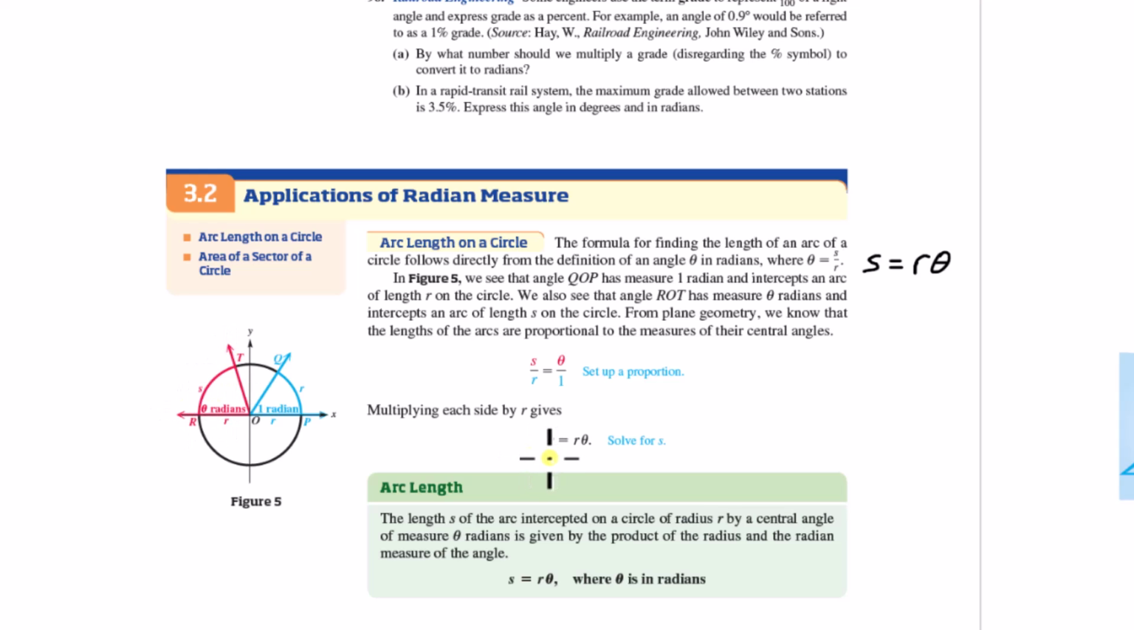And so there you go. There's the length of an arc. If you're using radians, that's very simple, right? Okay, so the length S of the arc intercepted on a circle of radius R by a central angle of measure theta radians is given by the product of the radius and the radian measure of the angle. So there's the arc length formula, where theta is in radians.